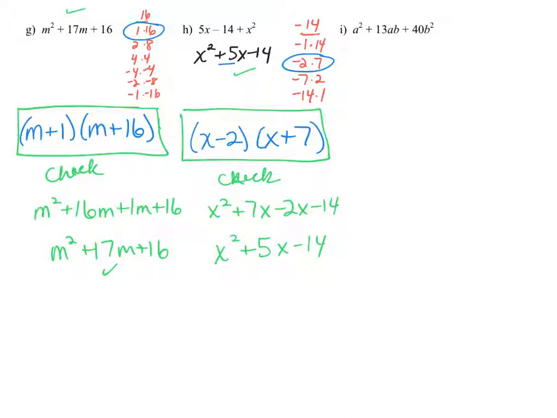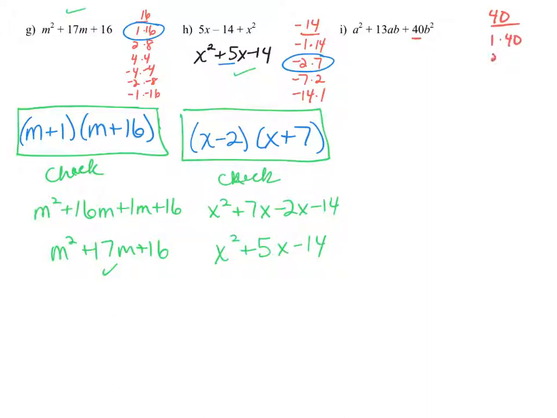Example I, we have a special type of trinomial that has two variables, a squared plus 13ab plus 40b squared. We can still follow the same process, however we're going to have both a's and b's in each factor. So let's look at the last constant here, 40. The last coefficient is 40, and list all the factors of 40.